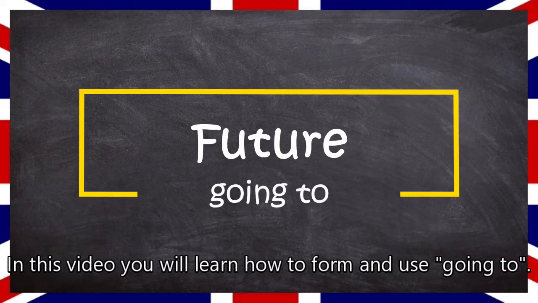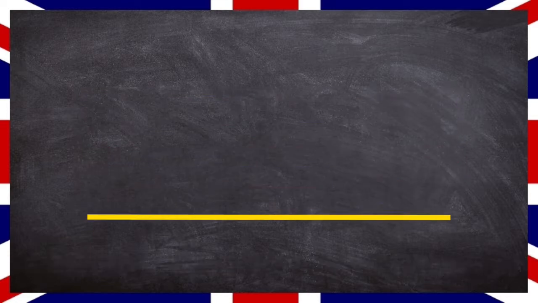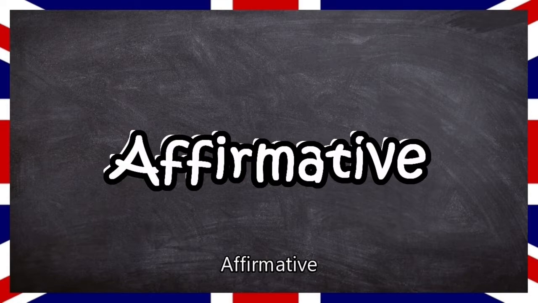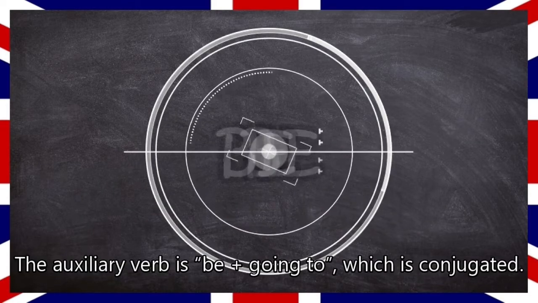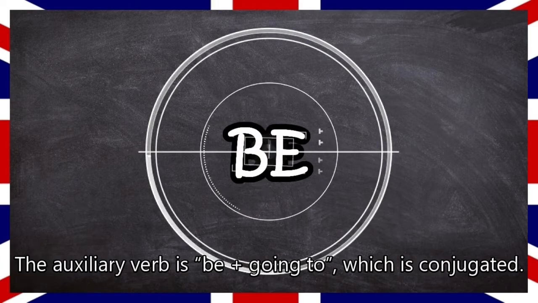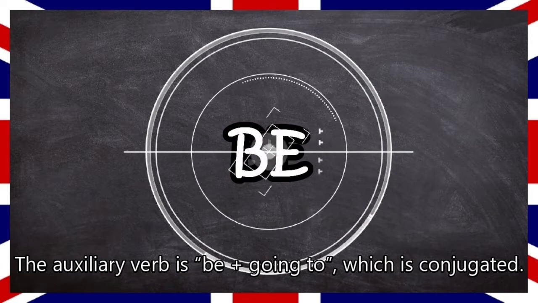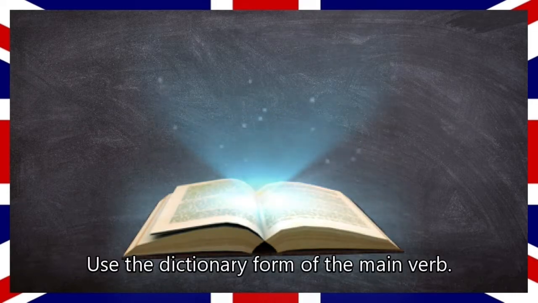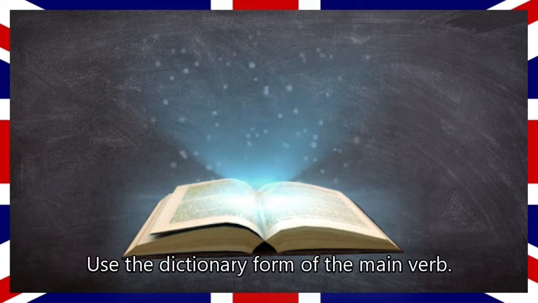In this video, you will learn how to form and use going to. Affirmative. The auxiliary verb is be plus going to, which is conjugated. Use the dictionary form of the main verb.